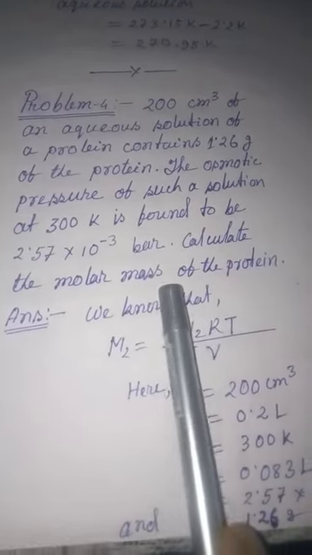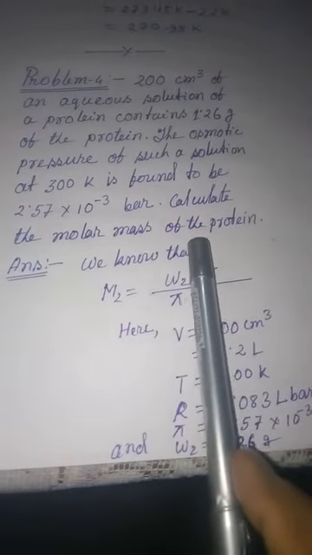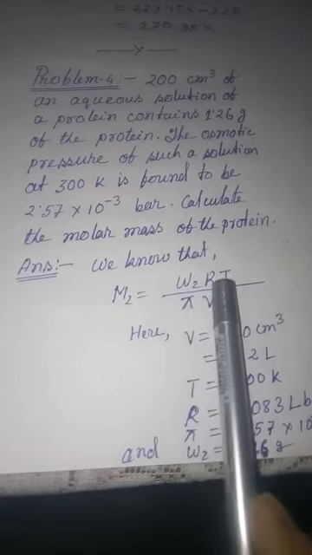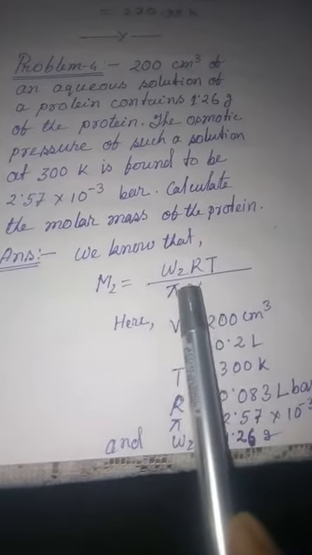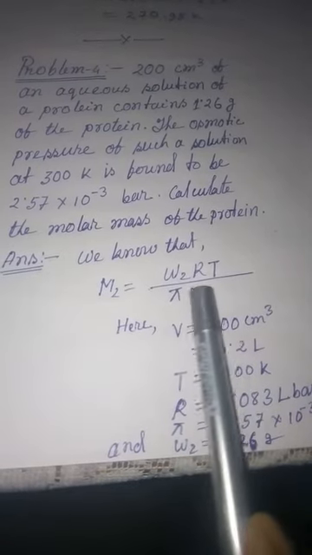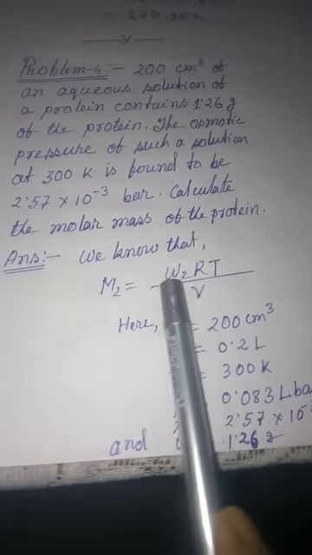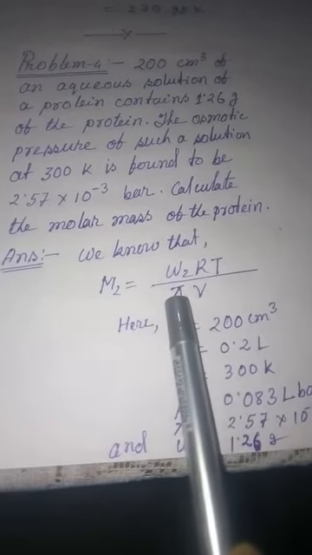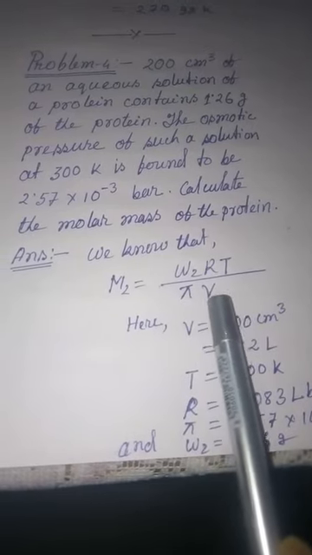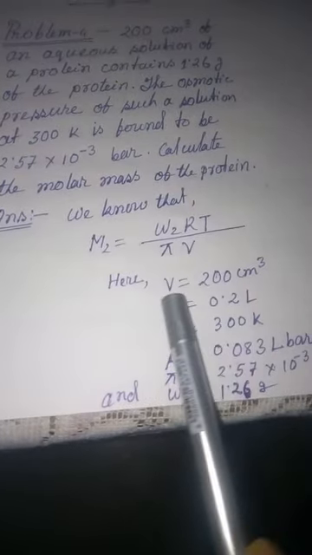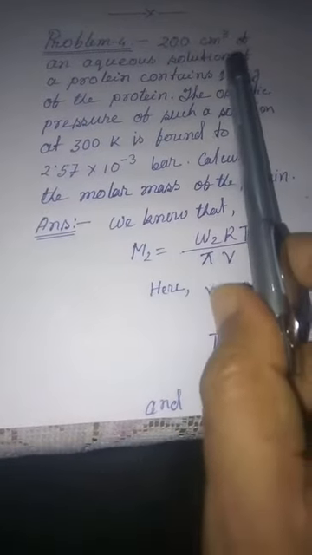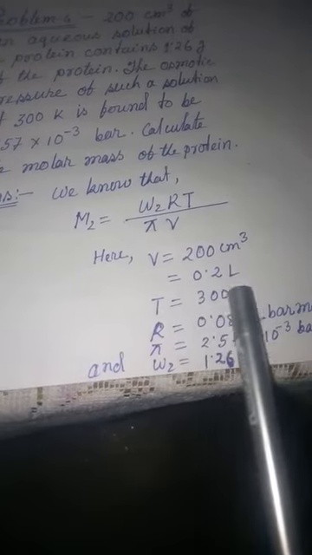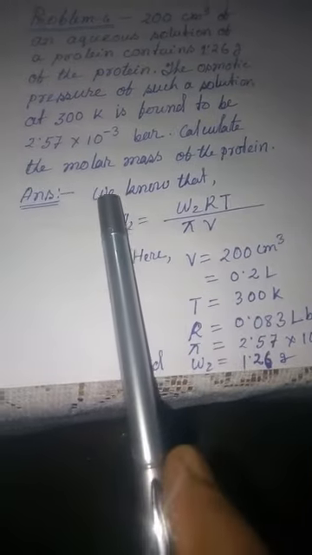We have to calculate the molar mass of the solute here. Protein is the solute. So we know the relation regarding osmotic pressure: molar mass M2 is equal to W2 RT by pi V. Here W2 is the mass of the solute, R is the gas constant, T is the temperature in Kelvin, pi is the osmotic pressure, and V is the total volume of the solution. So here V is given as 200 centimeter cube. We have to convert it to liter, then it will come to 0.2 liter.